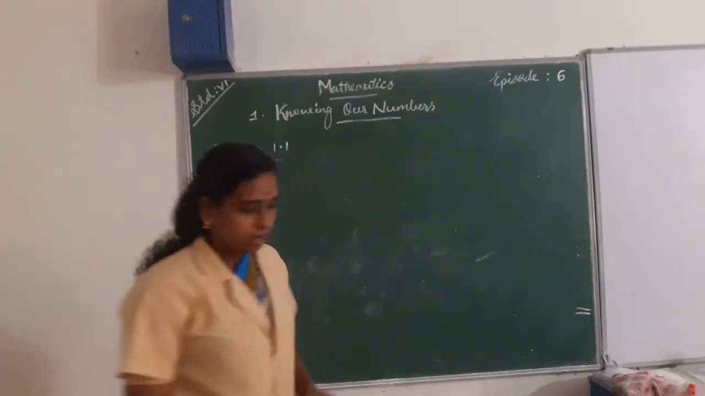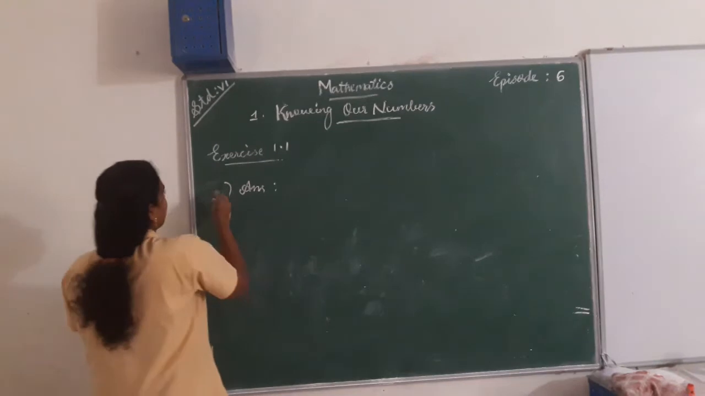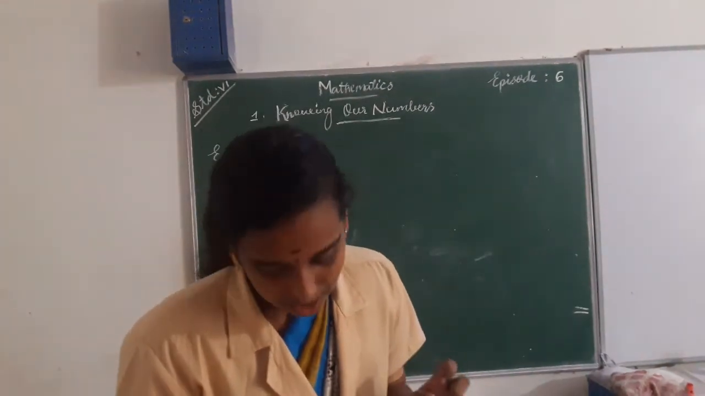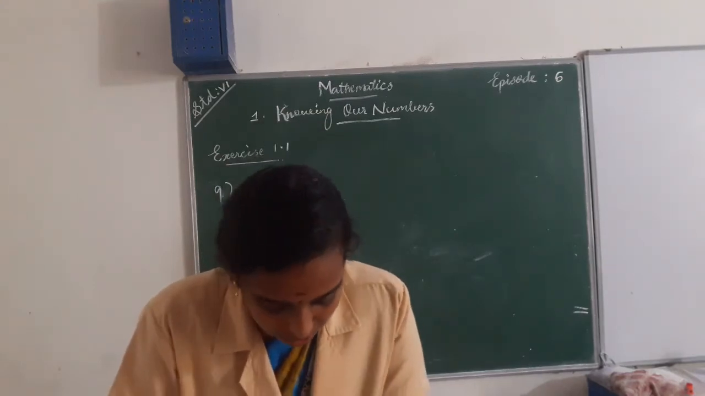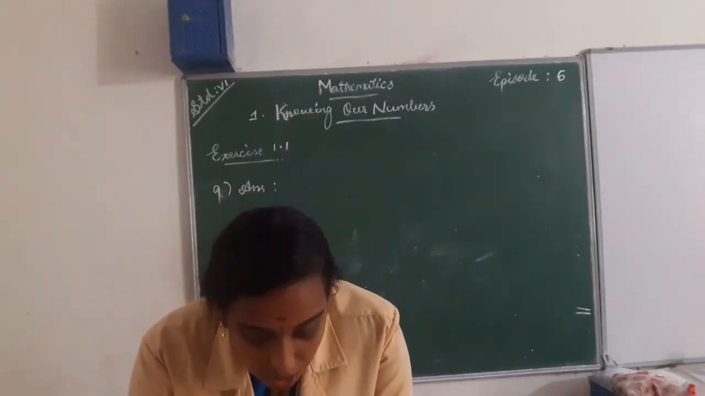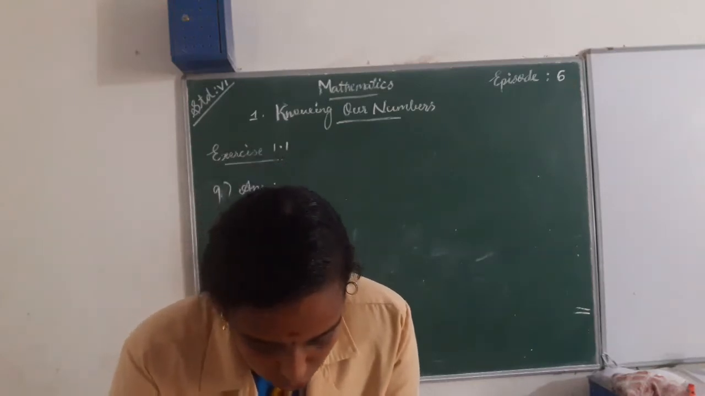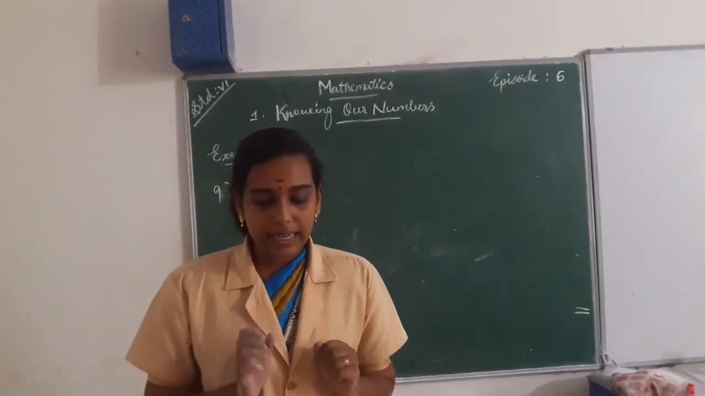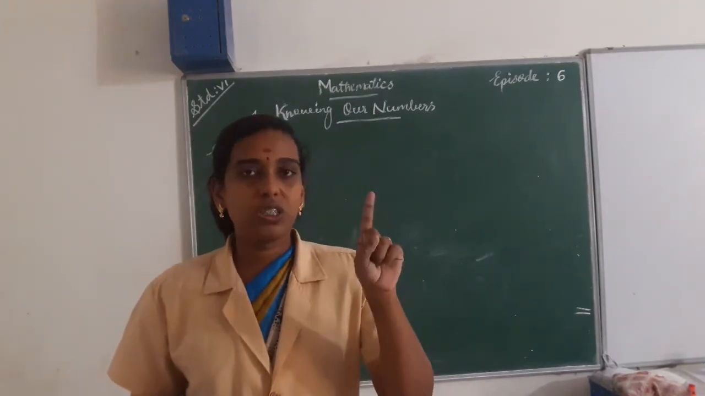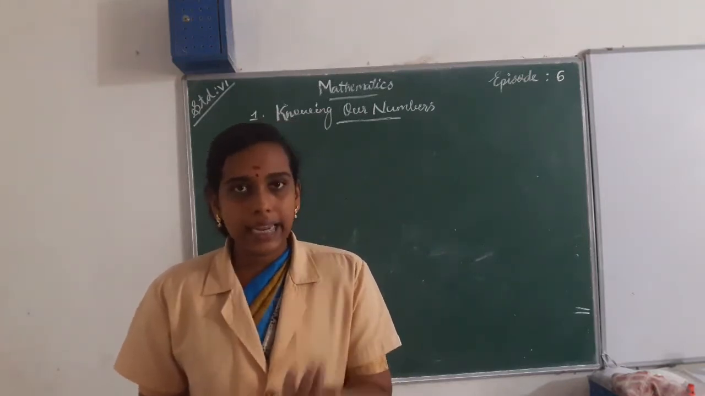And question number 9. Here we can also use our conversion, that is kilogram into gram, kilometer into meter. So look at your text. Question number 9. Read carefully. To stitch a shirt, 2 meter 15 centimeter cloth is needed. To stitch one shirt, 2 meter 15 centimeter cloth is needed.